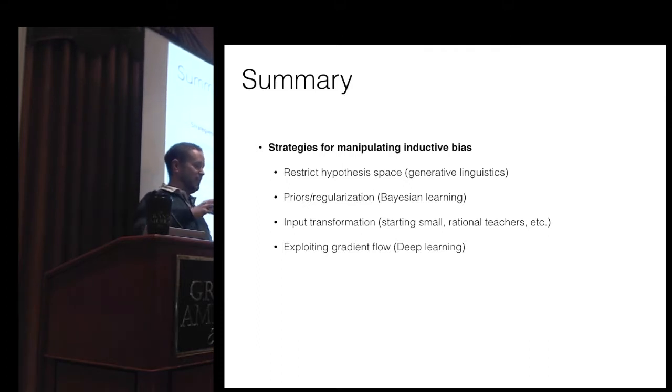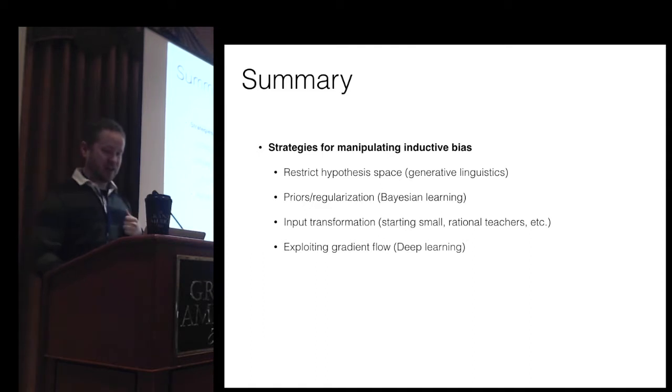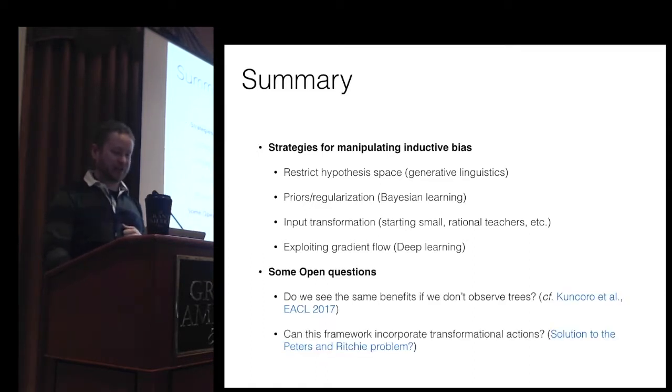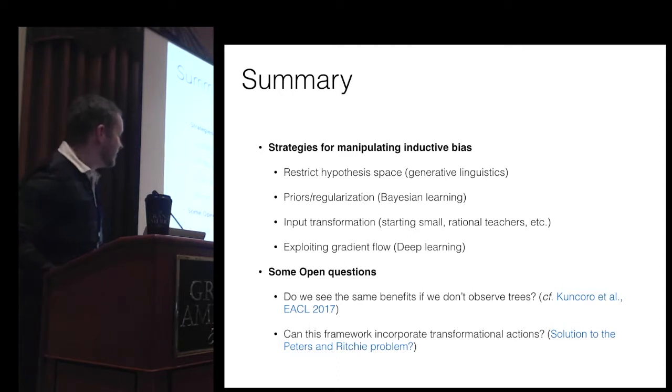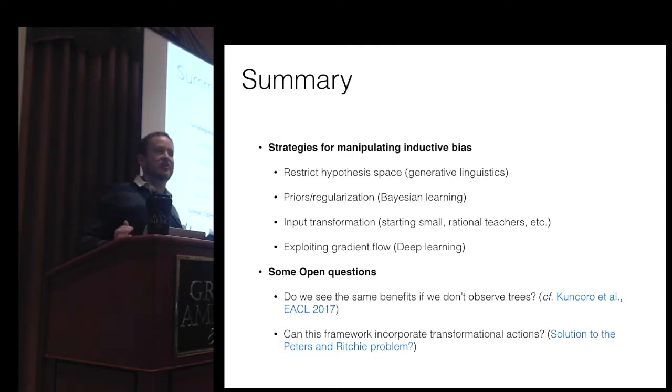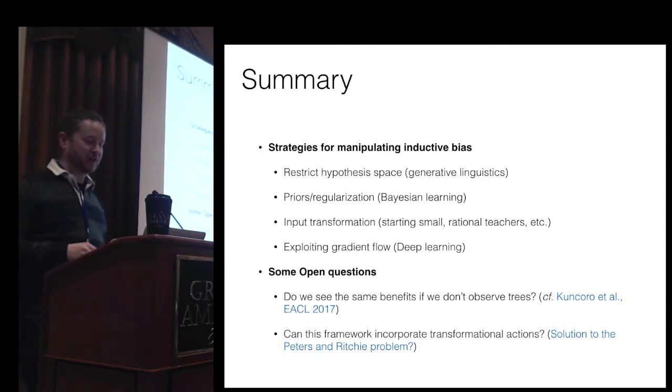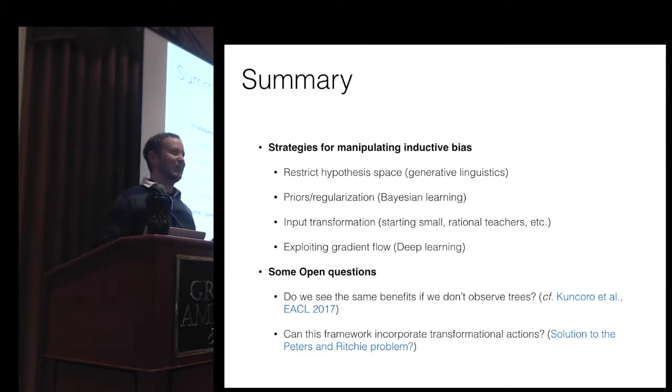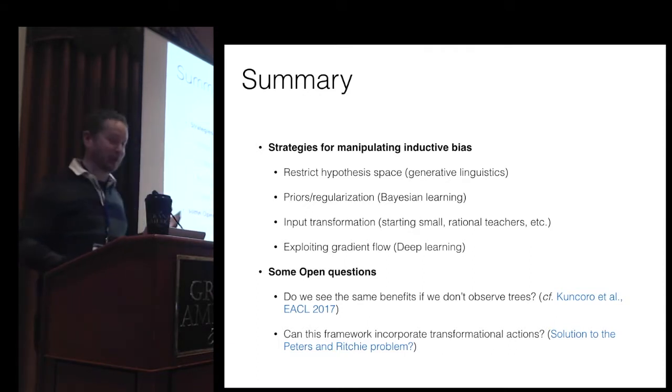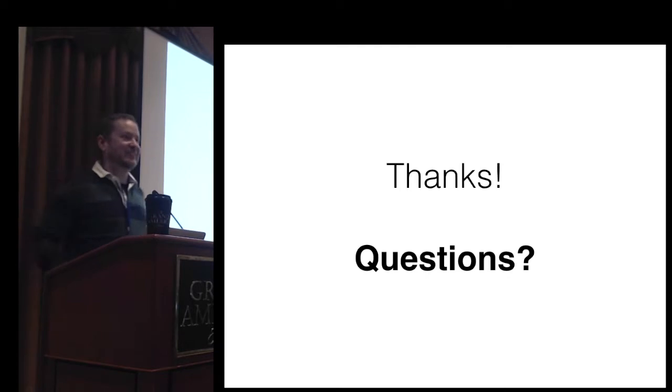So we haven't said you can't represent things, we just say you're unlikely to represent things. So we've got priors and regularization. This comes up in the Bayesian literature. We have certain kinds of input transformations, and then I think what neural nets are doing is really exploiting things like gradient flow. There are a couple of interesting questions. We're observing trees here, and maybe we can start incorporating more interesting transformational actions, just in the spirit of Chomsky 1957. Well, these are just phrase structure trees, but what about those transformations? Well, we can put those in there maybe. So thanks, and I'll take maybe one or two questions.